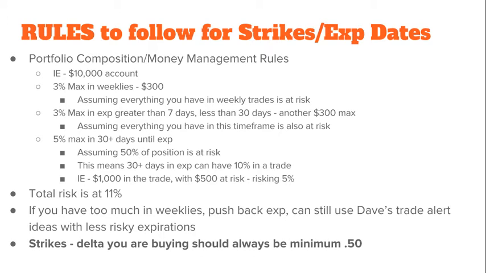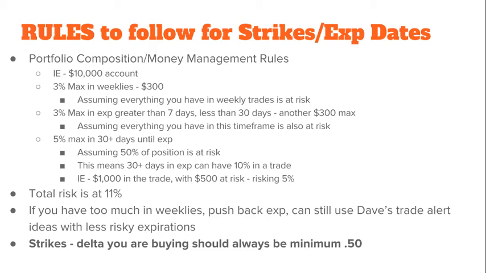Now, another 3% in expirations that are greater than 7 days and less than 30 days. Okay? So that's another 300 max, assuming that everything you have in that bucket is also at risk. And why do I make the big distinction between greater than and less than 30 days? The reason I make that big distinction is because inside of 30 days is when theta, which is time decay, starts to greatly accelerate, okay?